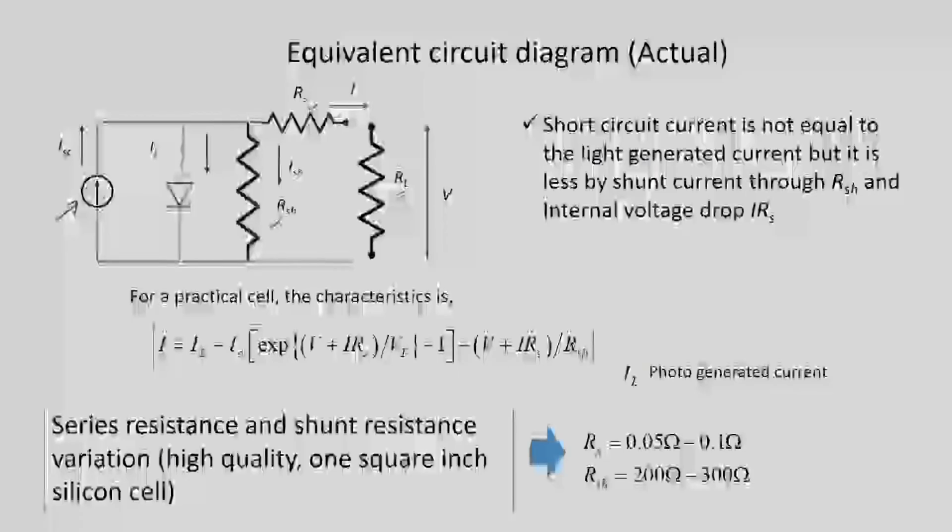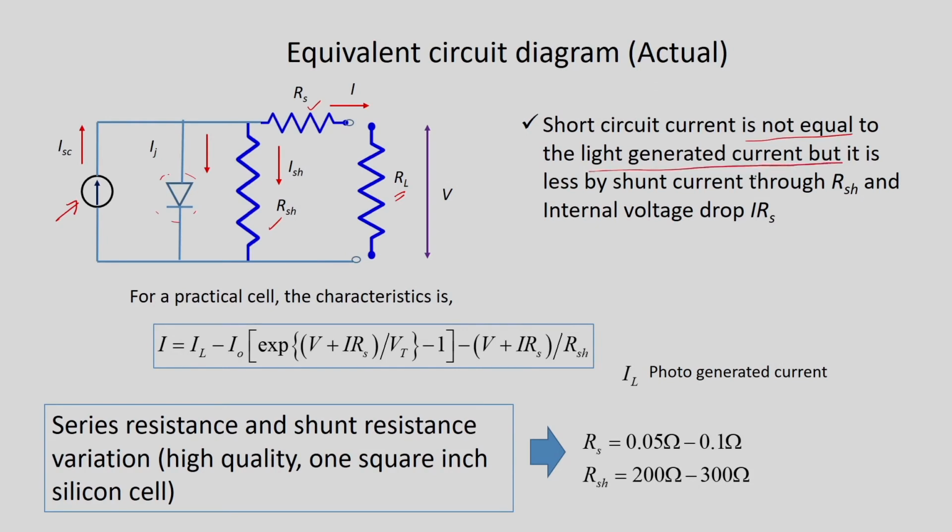This short circuit current is not equal to the light generated current, but it is less by the shunt current through RSH and the internal voltage drop across RS. Normally, in a practical situation when we do the calculations, these are neglected. It is assumed that RSH is very high and RS is very low. So, dissipation of power is very less when current flows through the series resistance.